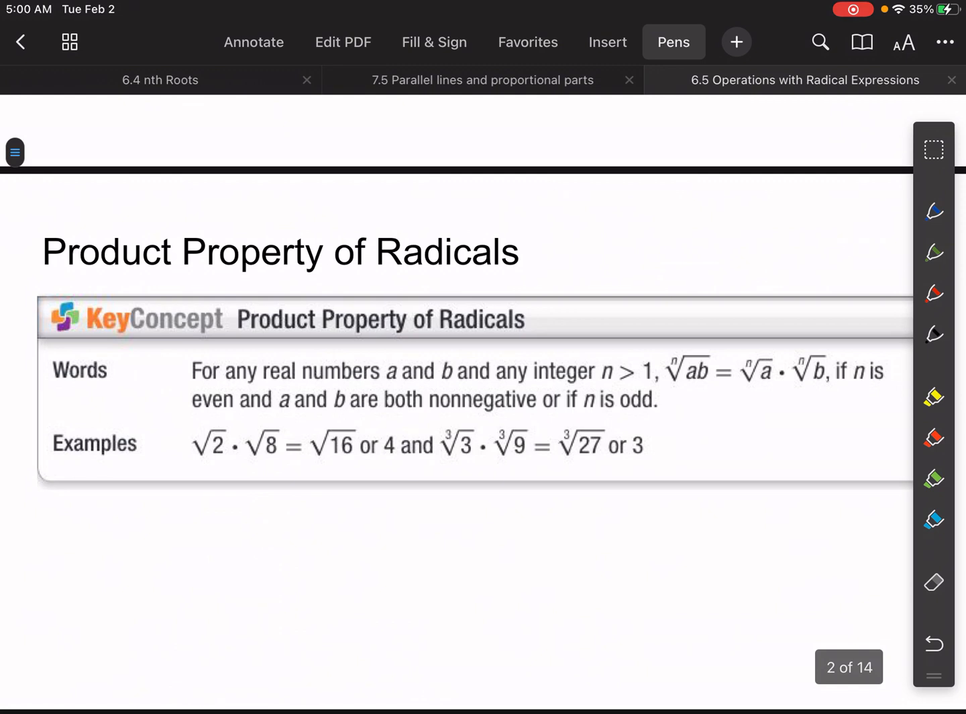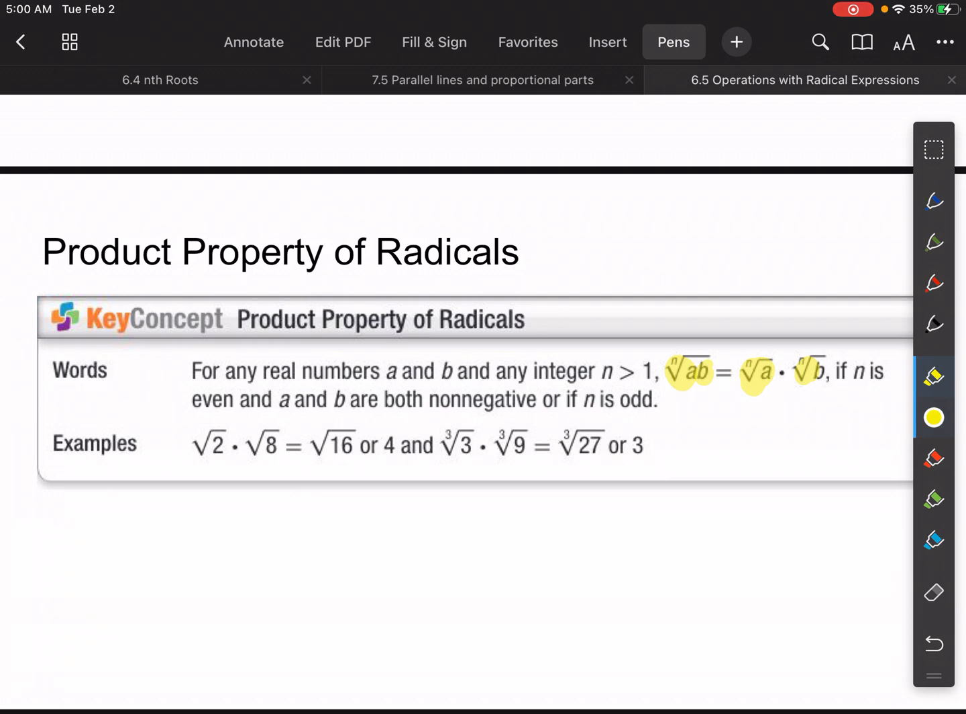6.5, the product property of radicals. For any real numbers a and b, and any integer n greater than 1, that's talking about the nth root. The root is greater than 1. Then if we have the nth root of two things multiplied by each other, we can split it up and say that's the same thing as taking one piece of this and multiplying it by the other piece.